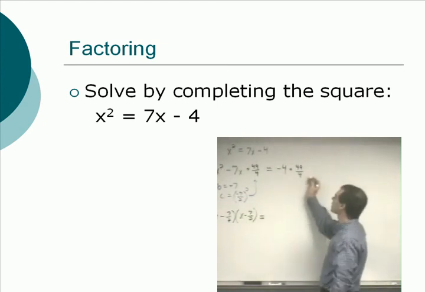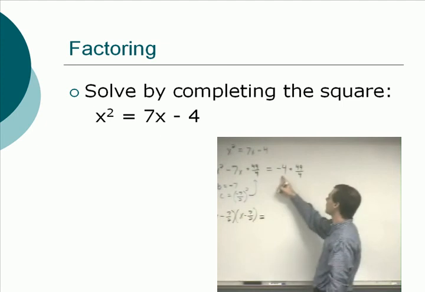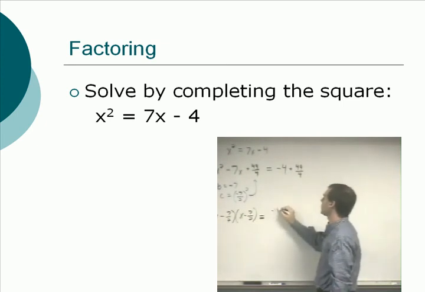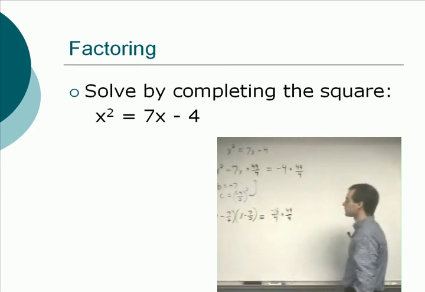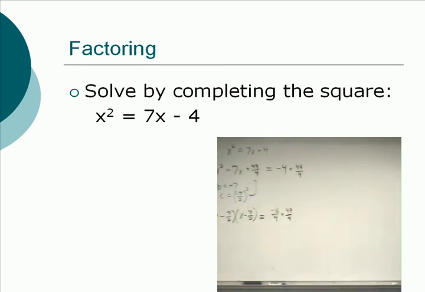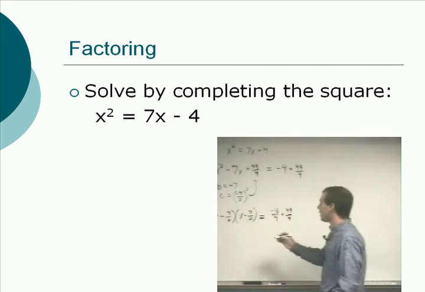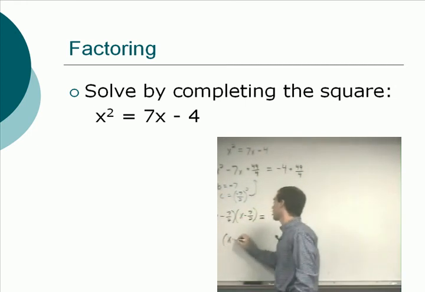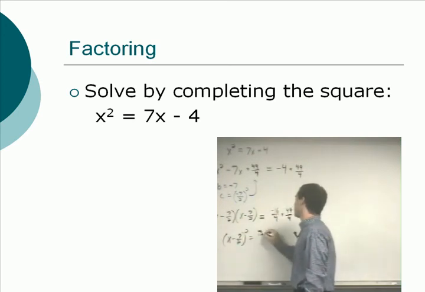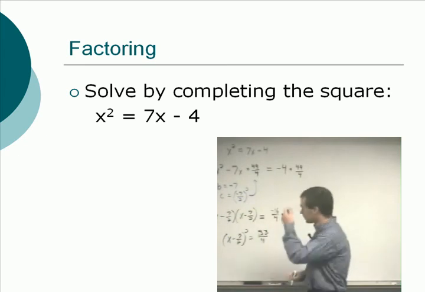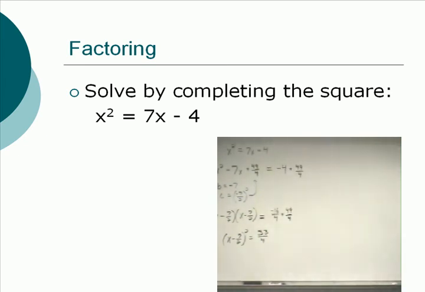Now, what's that equal to over here? Let's add these two together by using a common denominator. Negative 4 plus 49 over 4, that's negative 16 over 4 plus 49 over 4. And that's just changing to the common denominator of negative 4. Now, we'll lump those two together in the next step, but it's going to be 33. So the left side now, we just write as a square. x minus 7 halves squared equals 33 over 4. Okay?